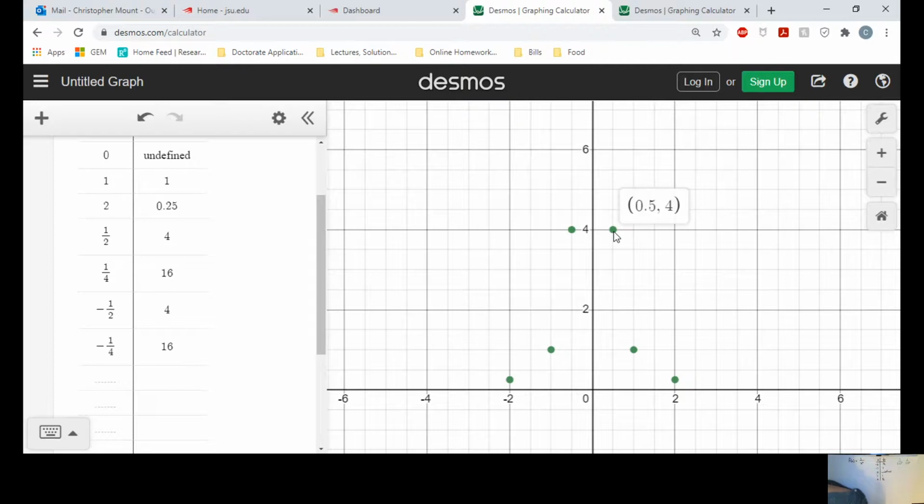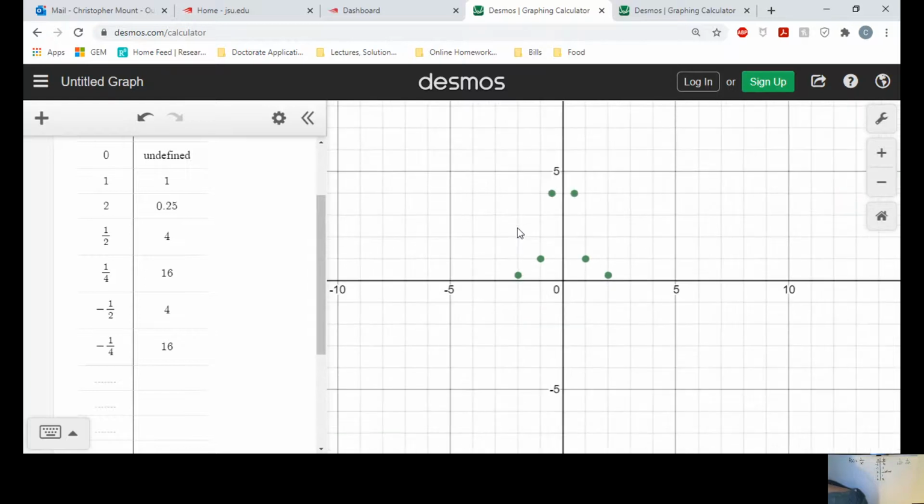So here's the 1/2, 4, that's this point. And this point here is -1/2, 4, that's this point. And that's okay, that's still a function. You can have 2 different inputs going to the same output. That's okay. You just can't have the opposite case of 1 input going to 2 outputs. That's what's not allowed.